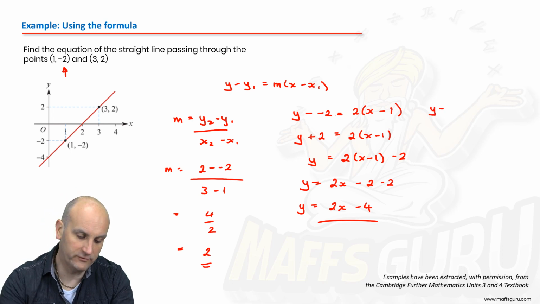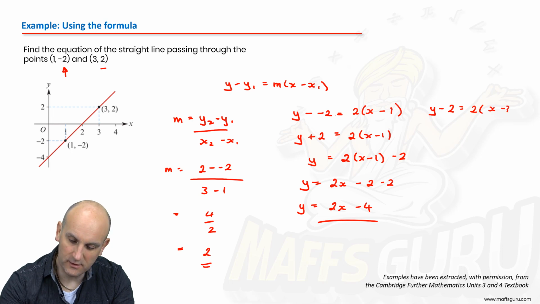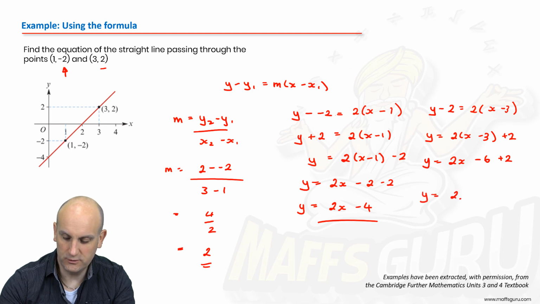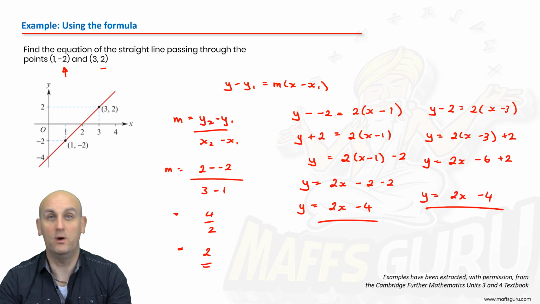y minus, so in this situation I'm going to do 2, is equal to m, which we found was 2, x minus, and in this situation 3. Okay, let's see what happens. So add 2 to both sides is going to give me 2(x minus 3) plus 2. Let's multiply out my brackets. Gives me 2x minus 6 plus 2, and so y is 2x minus 4.